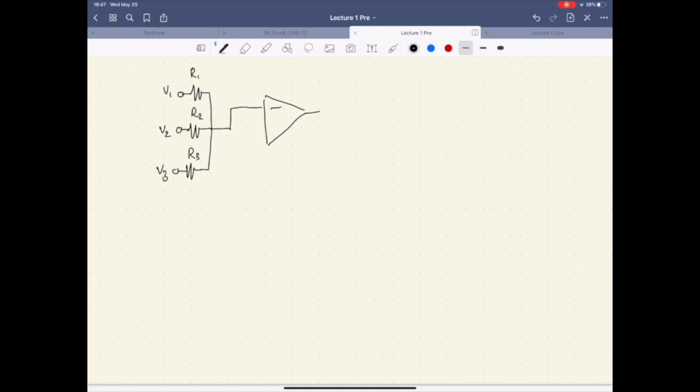Let's see. Yeah, it's a little crooked, but that's okay. Slightly different. Okay. And then this guy just goes to ground, and this is our V out. And we call this again RF.